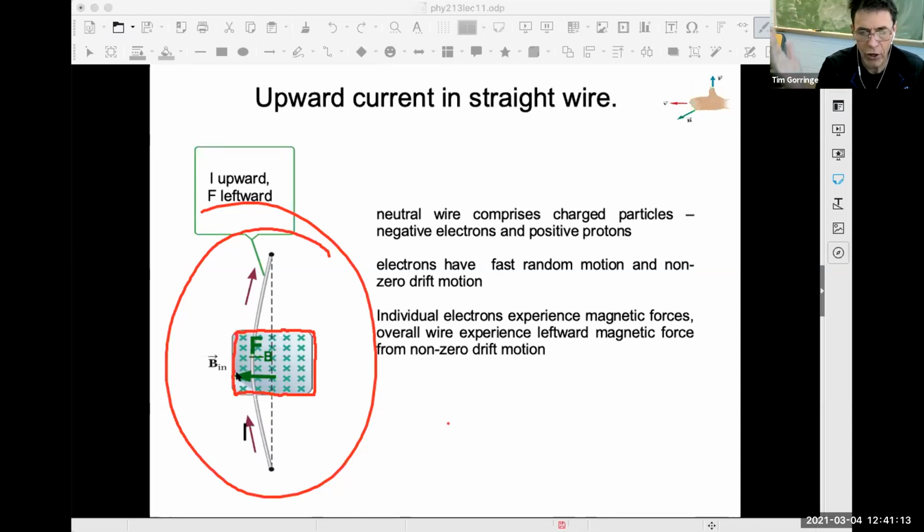I would curl my fingers in the direction of the magnetic field. That's into the slide. And then my thumb will point in the direction of the force. Now, if you're doing this with your hand while you're looking at this slide, like I'm doing, I see that the force is over here towards the left. And so that current carrying wire experiences a force.